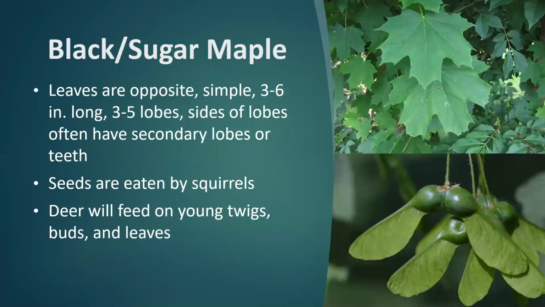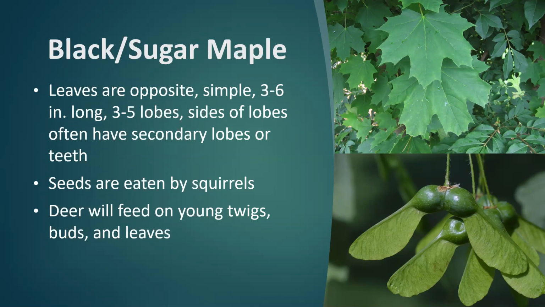Up next, we have the black or sugar maple. And so there is technically 2 species here. There's the black maple and then the sugar maple. But in this instance, we're just going to kind of teach them as one species. The only real distinct difference between the two is that you'll have to use a hand lens to look at some of the hair-like structures on the underside of the leaf. As a hunter, that's really not important.